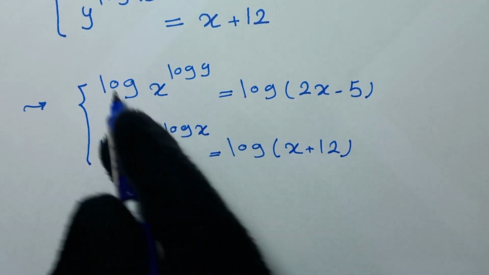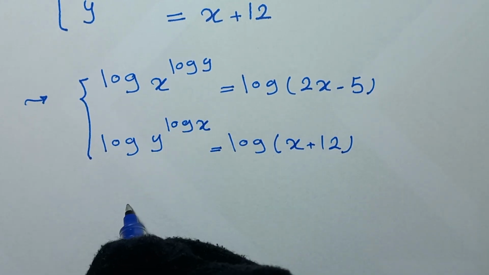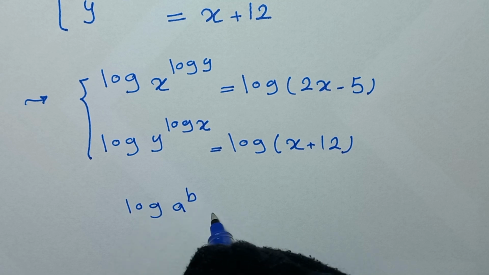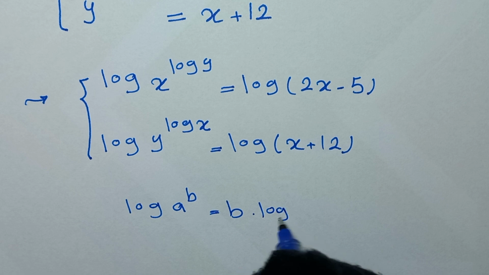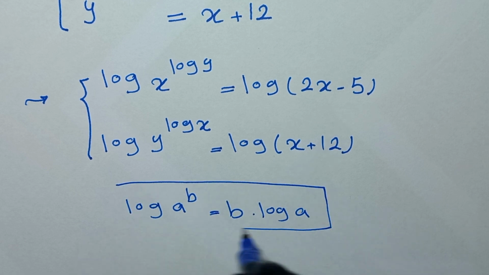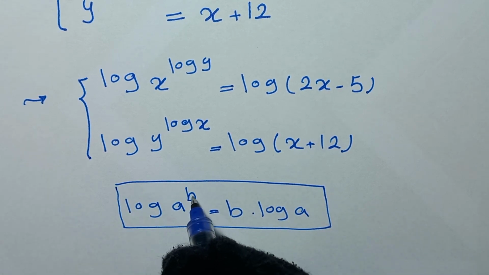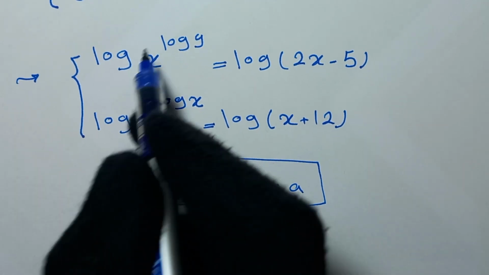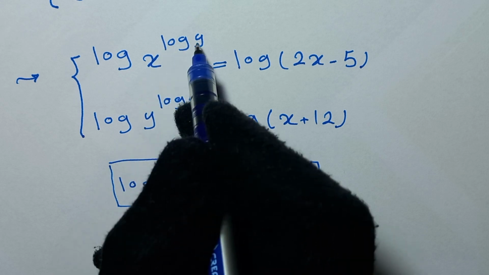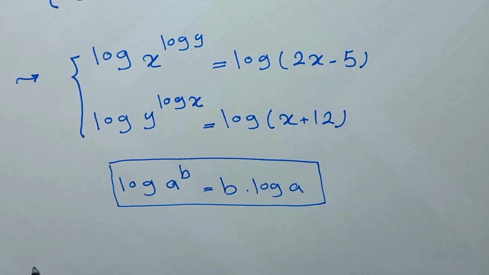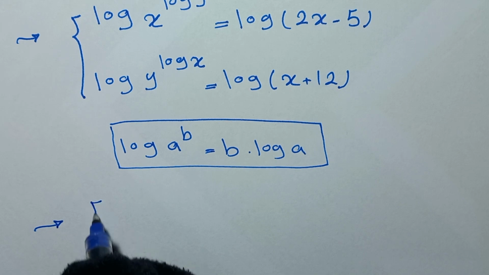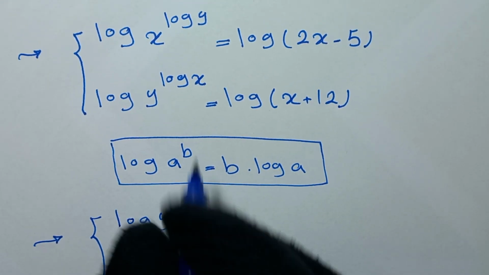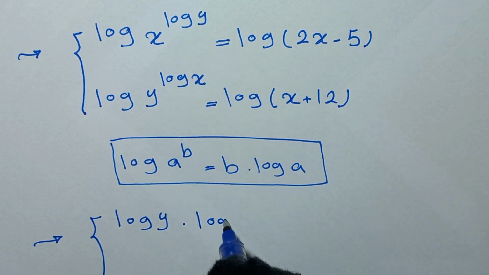For this side, from log rules, if we have log of a to the power of b, this is equal to b times log of a. We can take this power outside of log, it will be b times log of a. So here we take this power, log y, outside of log, it will be log y times log x, right?